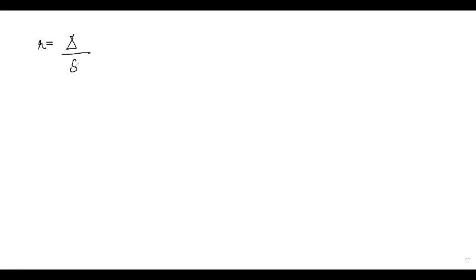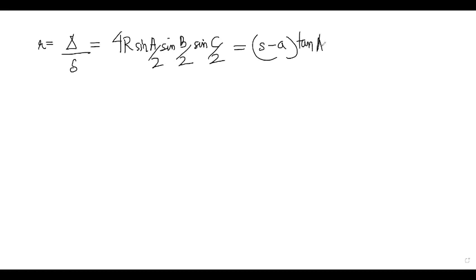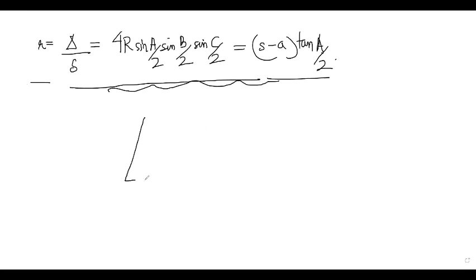So if I had more time, I would have shown you another version, s tan A by 2 also. Actually, I will show you just now: s minus a tan A by 2. Okay, this version also you need to know. These are multiple versions of the same formula, but you need to know it because of the logic behind it.